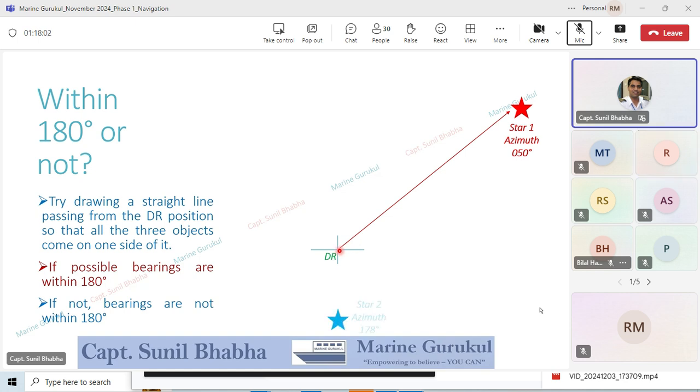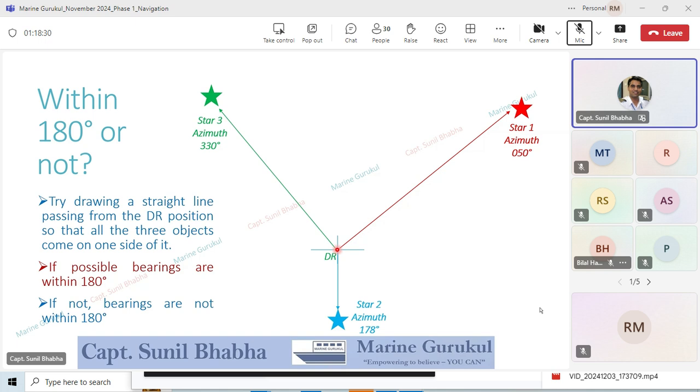The second star which we used in this example is the blue colored star, star number 2 on an azimuth of 178 degrees. Let's mark the azimuth of the star. And the third star which we use for this particular example is the green colored star, marked as star number 3 on an azimuth of 330 degrees. You can see the azimuth of all the three stars coming up in the diagram.